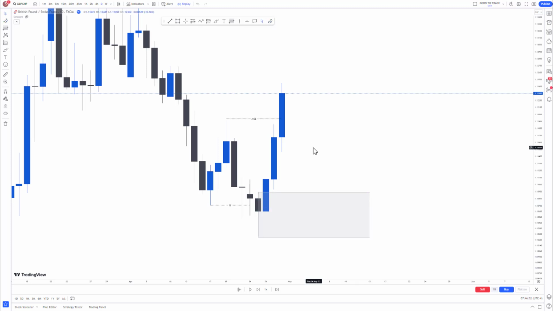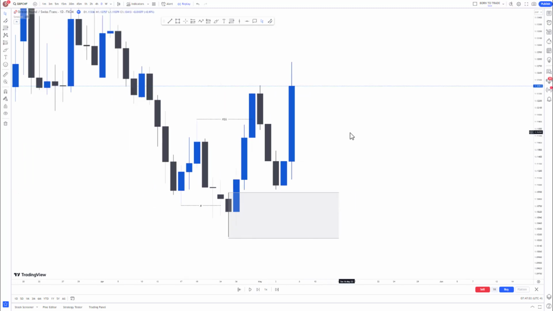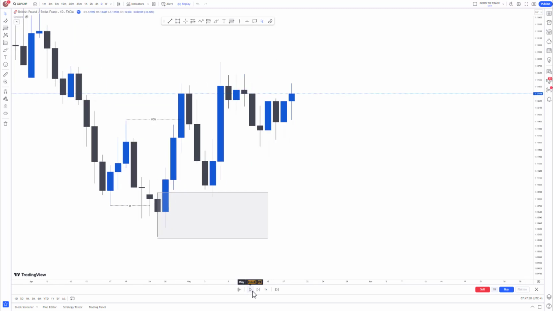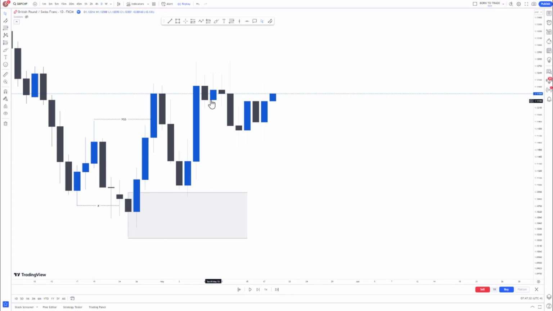Okay, now playing price forward, and you see how it moves. Price returns, mitigates the order block, making sure that the inefficiency right here has been filled, and now we have a push to the upside which takes this high. Now we're having a pullback and a kind of consolidation. See price consolidating at this particular area.